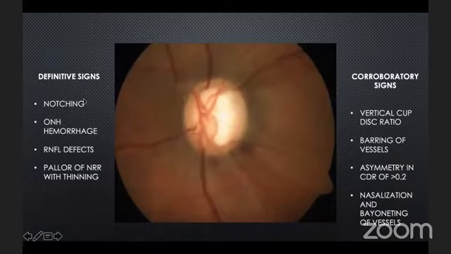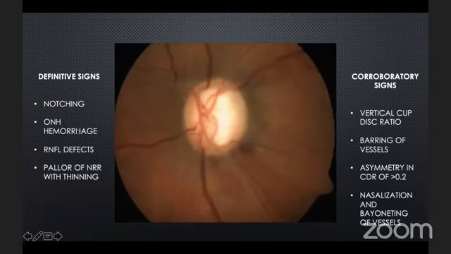All these changes can be seen here in this picture. So let us look at those one by one. Notching means a focal loss of the neuroretinal rim. As we can see here, this is the area of notching where there is an absent neuroretinal rim and the vessel can be seen sharply bending at the margin of the optic nerve head.